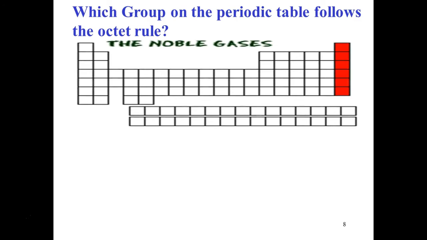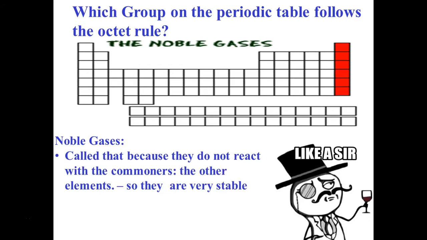So which group of the periodic table follows the octet rule again? Well, the noble gases do, right? The noble gases fill that outer shell. They're called the noble gases because they don't react with the commoners, the rest of the periodic table. They're kind of above the rest of the periodic table. They're not very reactive at all. So they're very stable because they have that filled outer shell, and so they're happy.